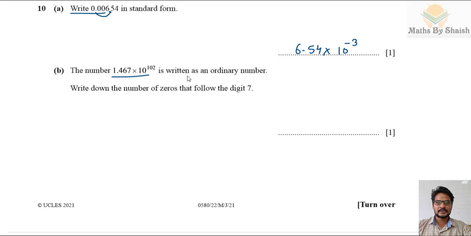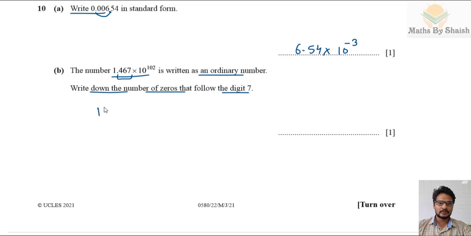The number is written as an ordinary number. Write down the number of zeros that follows the digit 7. So if we see, there are 3 decimal places, afterward it can be 0 0 0. So we require 10 to the power 3 so that this becomes a complete number.